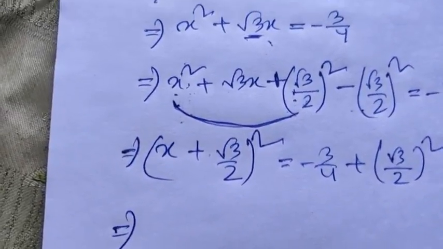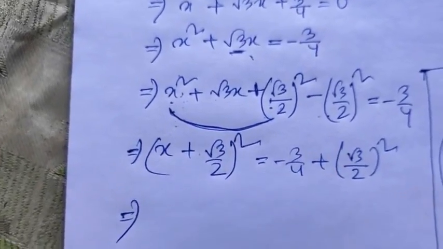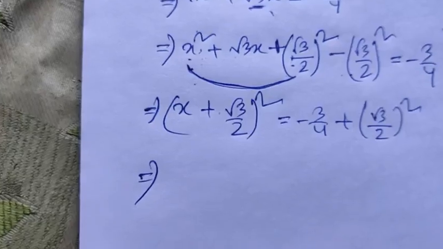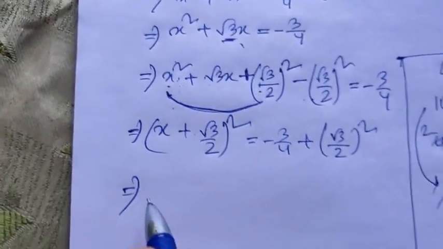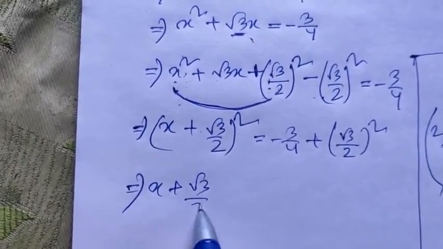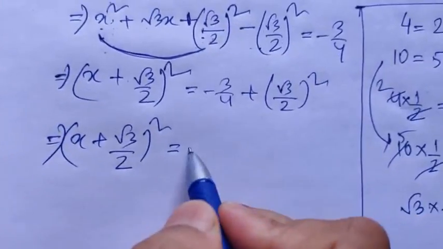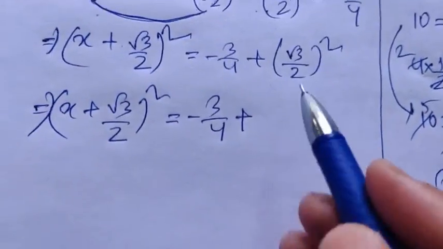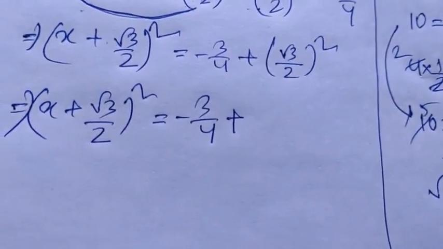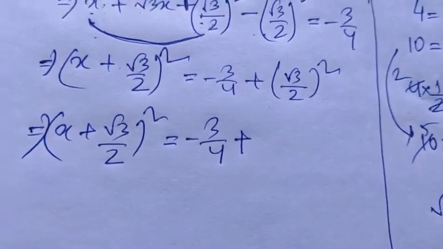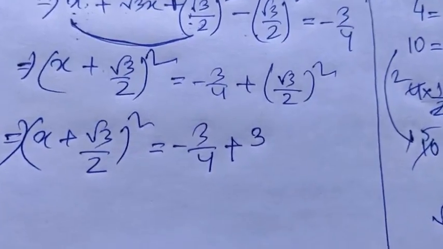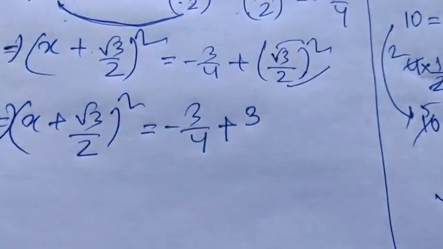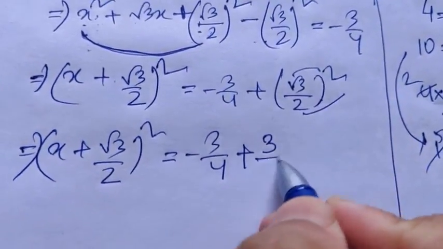Now what will you do? Write this as a plus b whole square, or you can keep it as it is. So what I'll do now: x plus root 3 by 2 whole square equal to minus 3 by 4 plus root 3 by 2 whole square. So root 3 into root 3, and we know root 3 into root 3 is 3. And 2 square is 4.